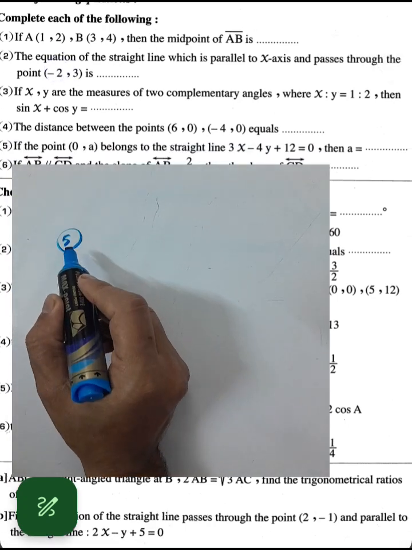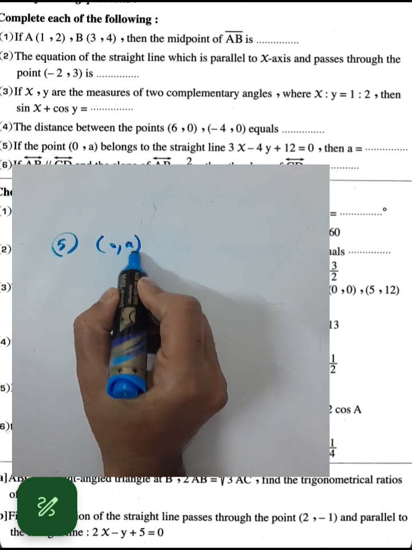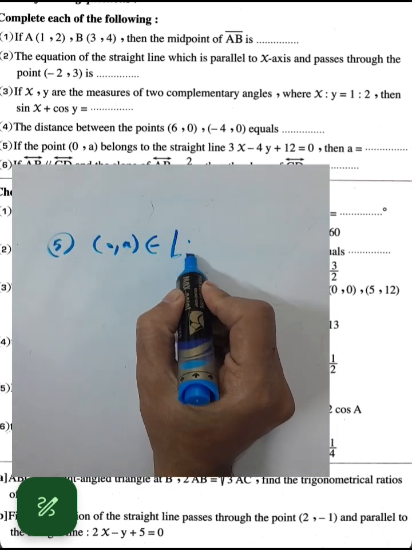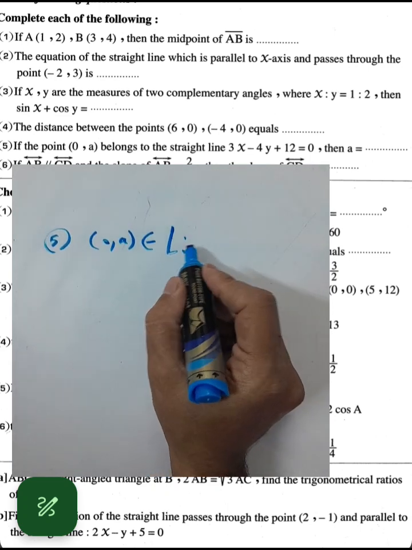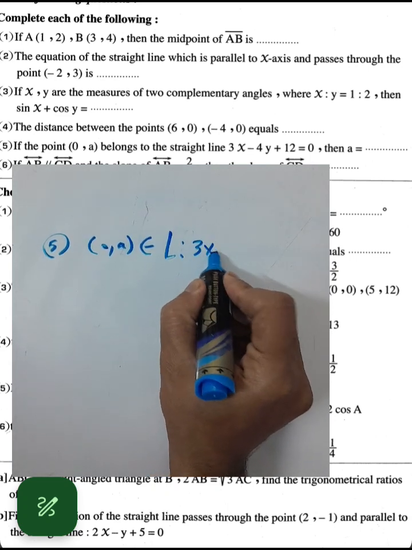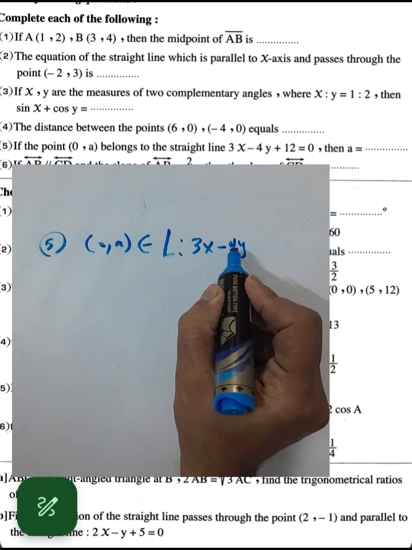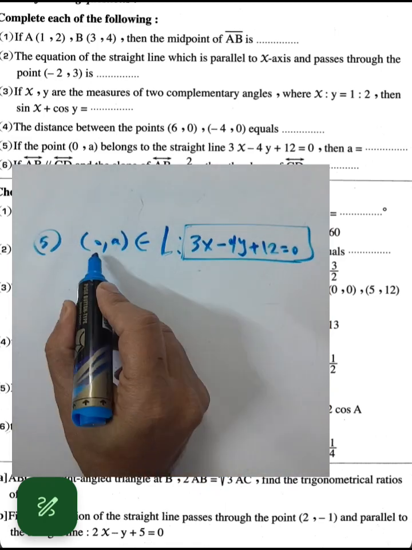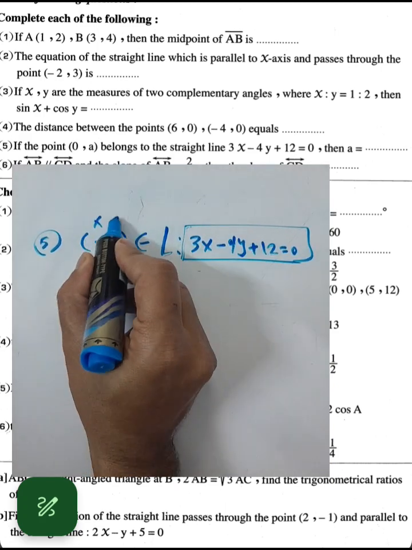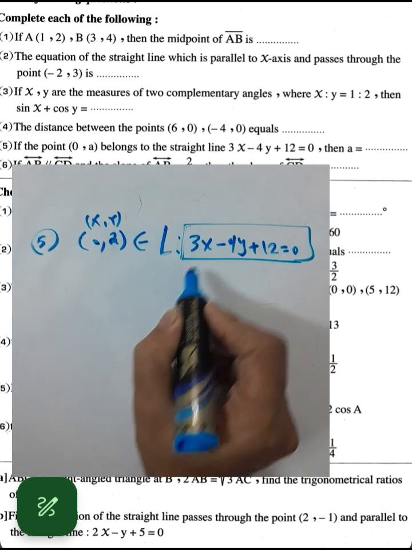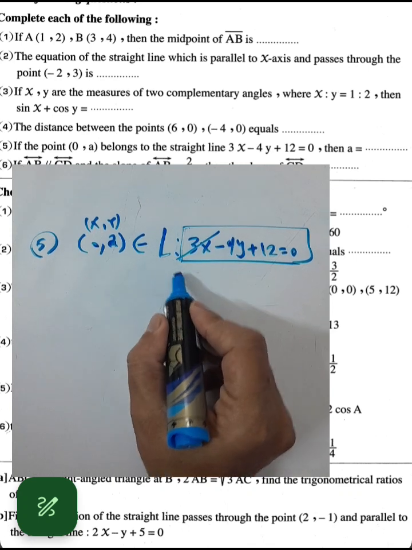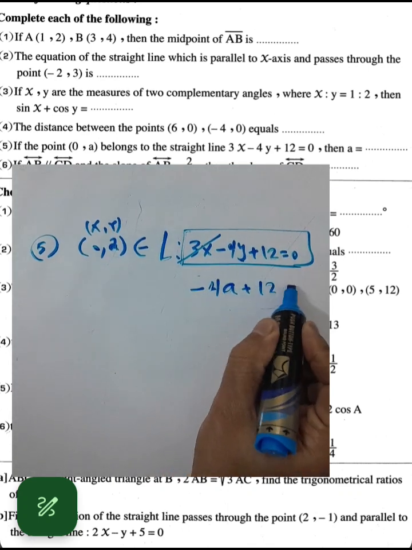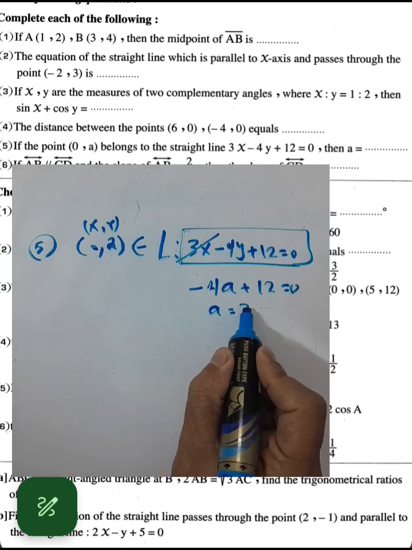Number 5, the point (0, A) belongs to the straight line passing through this point, and the equation will be 3x minus 4y plus 12 equals 0. We can put x equals 0 and y equals A in this equation. X equals 0, then negative 4 times A plus 12 equals 0. Then A will be equal to 3.